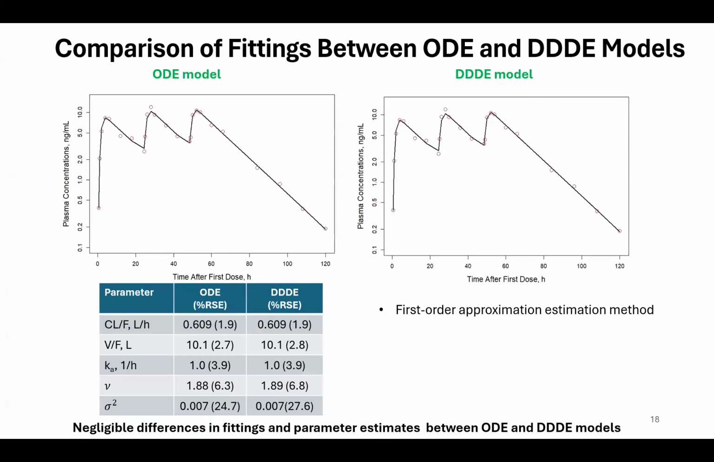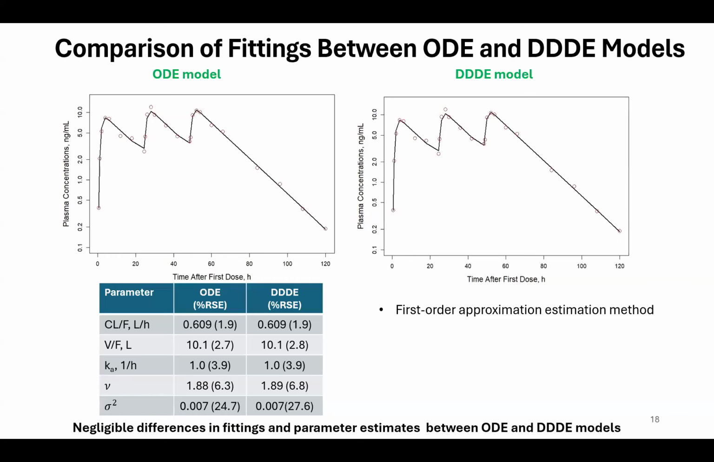And then the fits again were almost identical. The reason being that the estimates of the model parameters were very, very close. The only difference from Phoenix is that NONMEM estimates the variance of the residual error, not the standard deviation. So in that case, this number should be close to 0.001, not 0.1. So don't consider that a big difference. And as I mentioned, I used the first order approximation estimation method to do that.